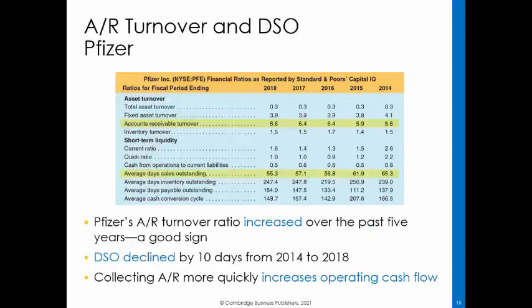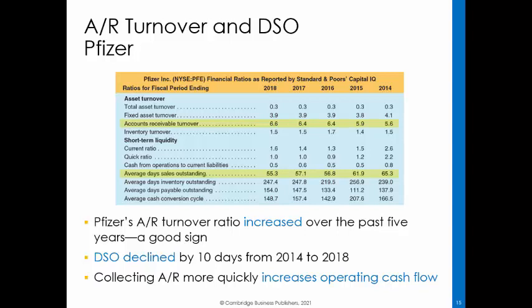The accounts receivable turnover and days sales outstanding for Pfizer over the period from 2014 to 2018 are highlighted in the Standard & Poor's Capital IQ report shown on this slide. It reveals that Pfizer's accounts receivable turnover has increased over the past 5 years, which is a good sign.